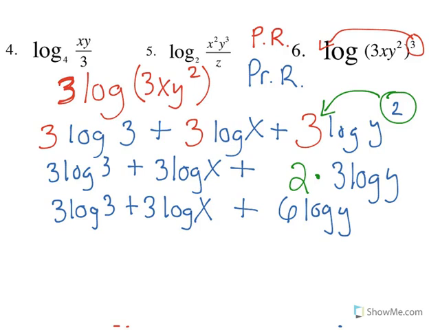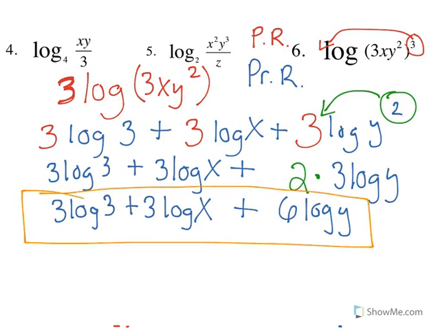Now check and see if you can reduce anything down or simplify anything. For this first term, remember that this is base 10. 10 to what power equals 3? We don't know, so you have to leave it alone. 10 to what power equals x? We don't know, leave it alone. 10 to what power equals y? We don't know, leave it alone. So what you are staring at is a fully expanded version of what you were given in number 6. This is our final answer.